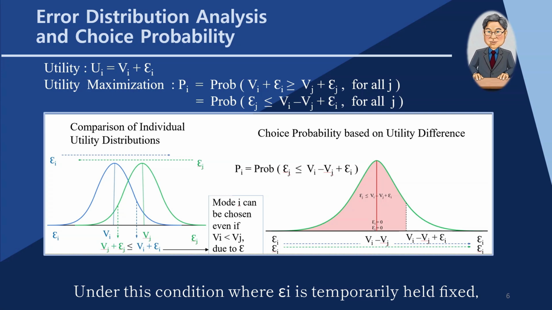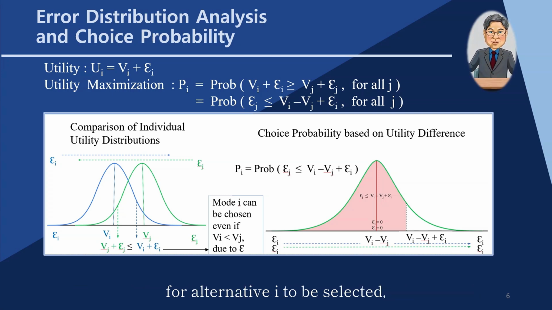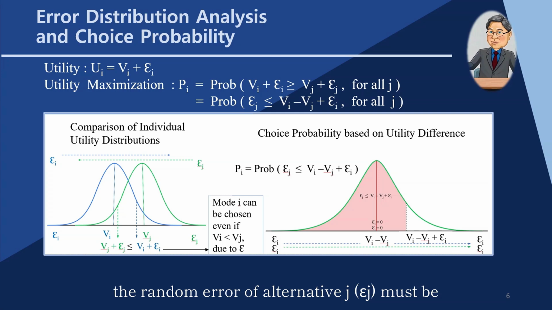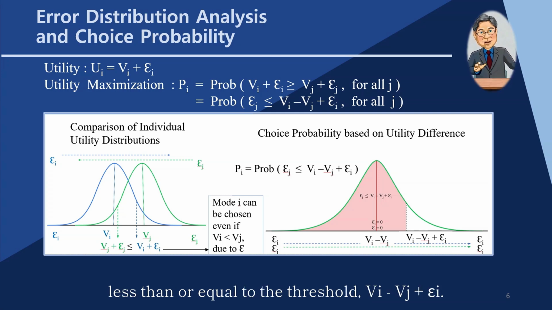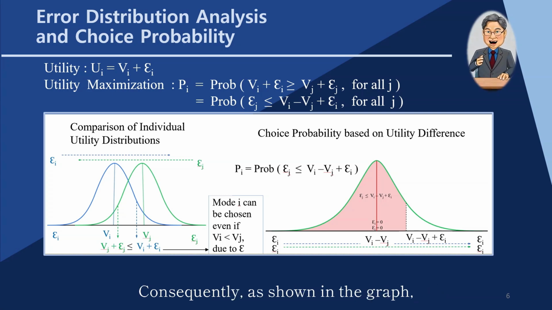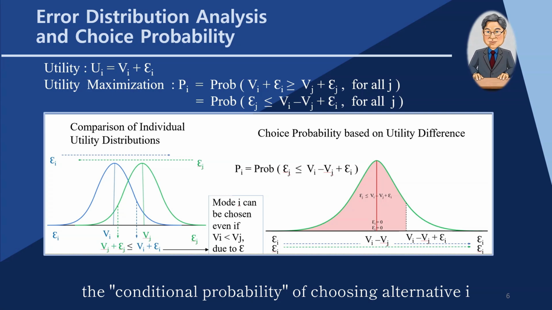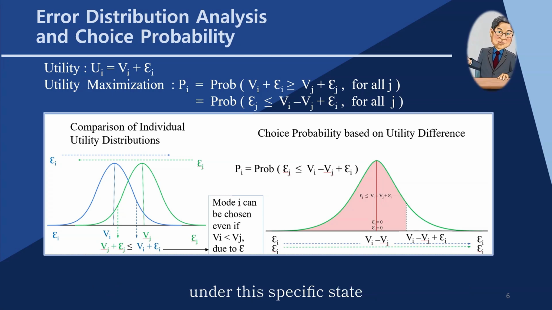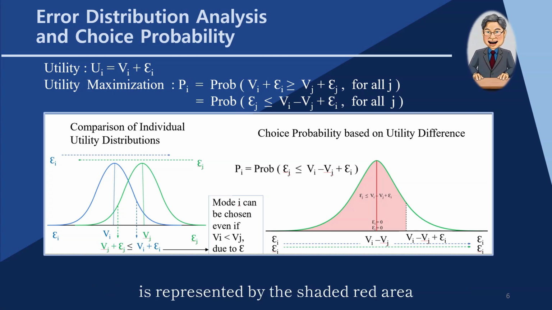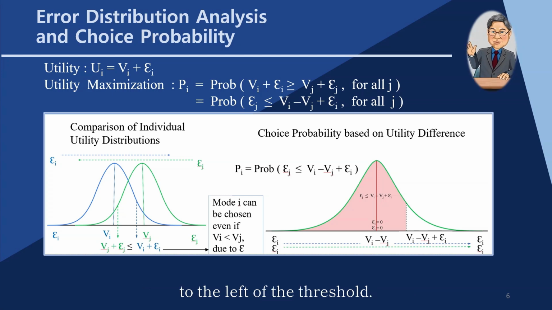Under this condition where epsilon I is temporarily held fixed, for alternative I to be selected, the random error of alternative J, epsilon j, must be less than or equal to the threshold, Vi minus Vj plus epsilon I. Consequently, as shown in the graph, the conditional probability of choosing alternative I under this specific state is represented by the shaded red area to the left of the threshold.